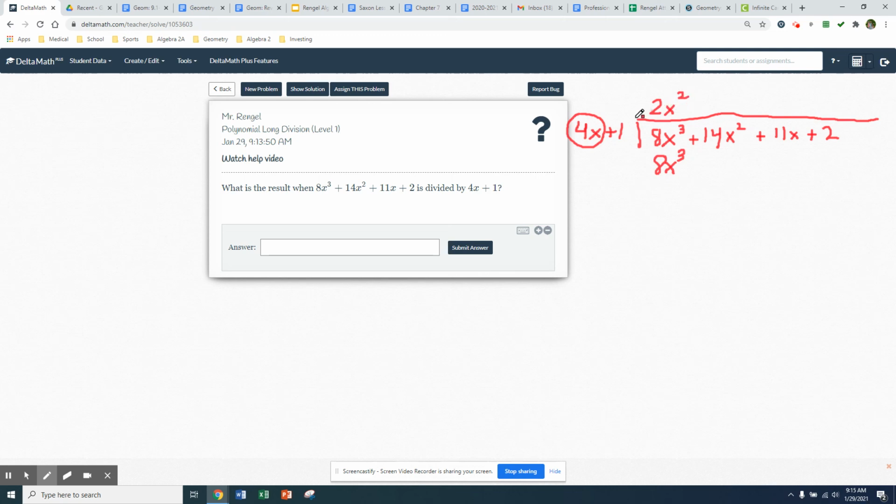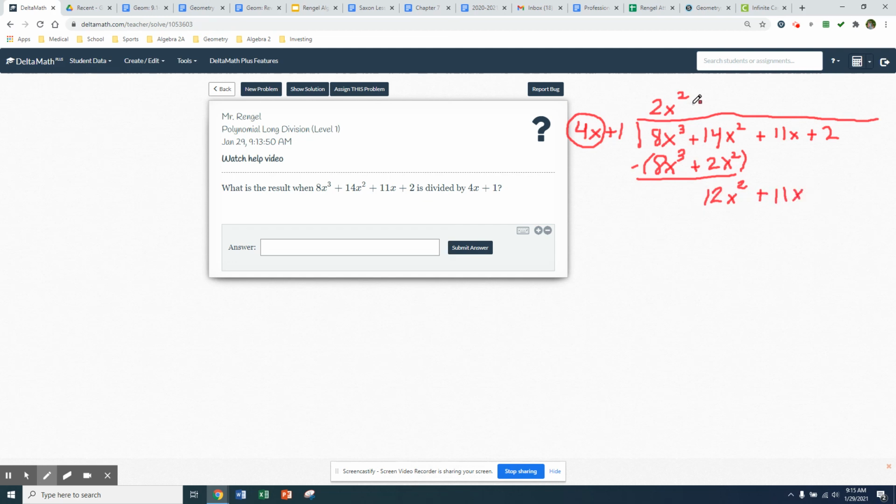Next, I'm going to have a 2x squared times 1, which is going to be plus 2x squared. Then I just always put this into parentheses, subtract it. Those cancel. 14 minus 2 is 12x squared. And then we have still a plus 11x coming down for our next cycle.